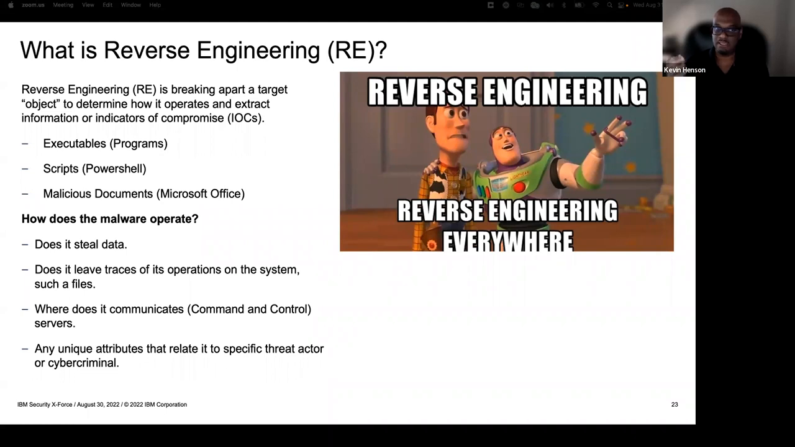As a reverse engineer, you can end up analyzing any file type. I analyze executables or programs. I could analyze a PowerShell script, or I could analyze a Microsoft Word document or an Excel document. As we're going through the process, some of the things we want to look for are: How does the malware operate? Does it steal data? Will it leave traces of its operations on the system? Where does it communicate? Where is the command and control server located? Are there any other unique attributes that can help us identify the family of malware? Are there any attributes that can help us identify what threat actor or cyber criminal group actually deployed and developed a particular malware?